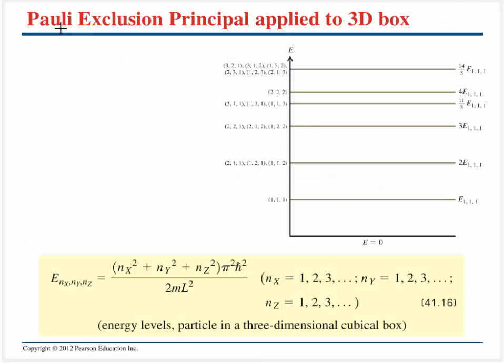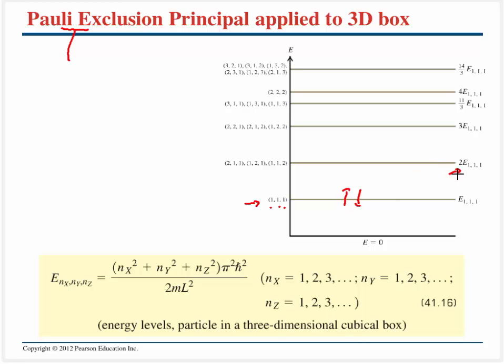So let's go ahead and apply the Pauli exclusion principle to the 3-dimensional box. Again, we cannot have 2 electrons in the same state with the same quantum numbers. Let's take a look at the ground state. The ground state is going to have just 3 quantum numbers, nx equal to 1, ny equal to 1, and nz equal to 1. So this state can only hold 2 electrons, just like the hydrogen atom can. It can be the spin up and the spin down.